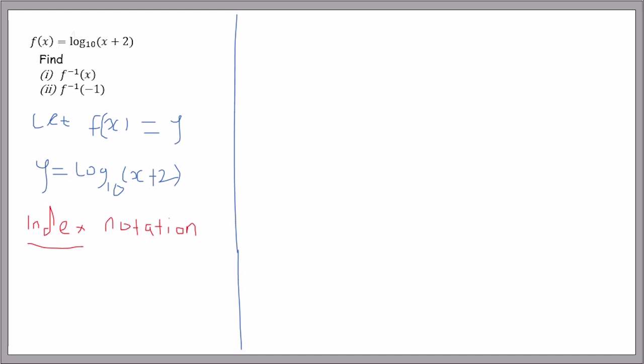So how do we change to index? I just need to ignore the logarithm. That is what it means, ignore the logarithm, and keep the base, which is base 10. So it will be a 10, then this will be the power: 10 to power y, and this will be equal to x plus 2.